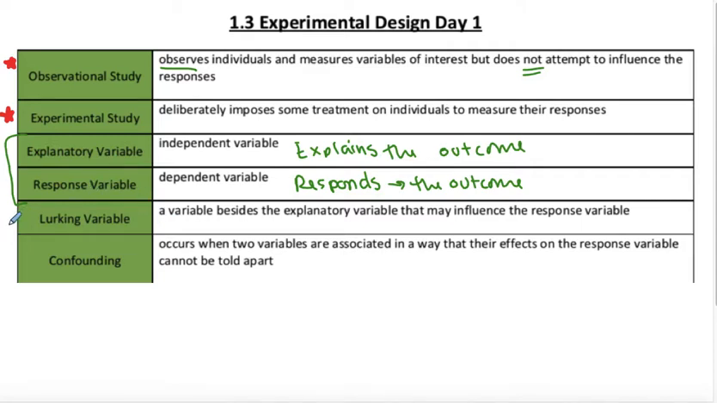We have to be careful of this third variable that's called the lurking variable. This is a variable besides the explanatory variable that may influence the response variable. So a lurking variable could be not the fact that I assigned you homework to improve your test scores, but this just could be you've already done this type of study before. You're already interested in this, so it wasn't your homework that improved your test. Maybe it was your ability.